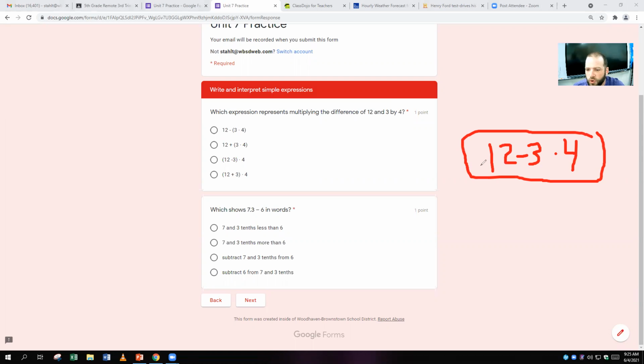Right now, if you just wrote this down, are you finding the difference first? No, you're going to multiply 3 by 4 first. So the only way someone's going to find the difference first is if you throw it in parentheses. So the problem should look more like this, which we see right here. So therefore, that's the answer.